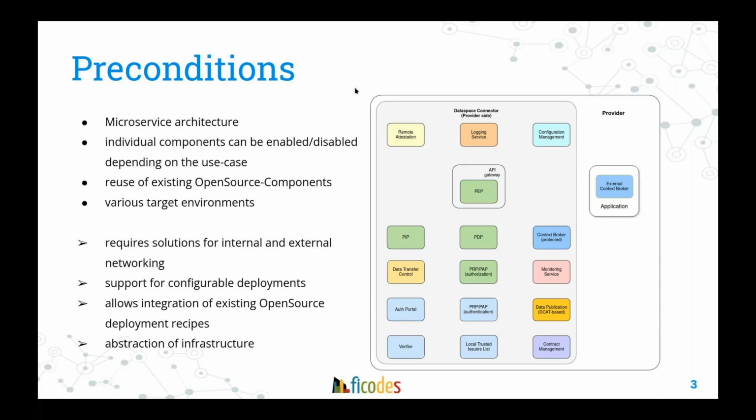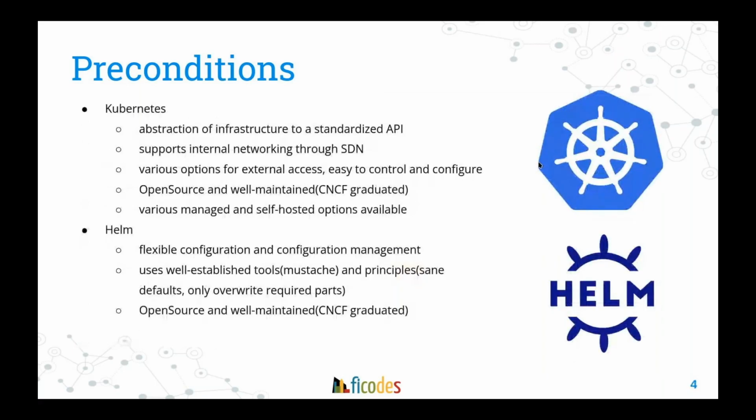Okay, how did we decide to solve that? Most of you already know that. The FIWARE Data Space connector default deployments are targeting Kubernetes as the container orchestration, and we're also using Helm for our deployments. Why do we use Kubernetes?